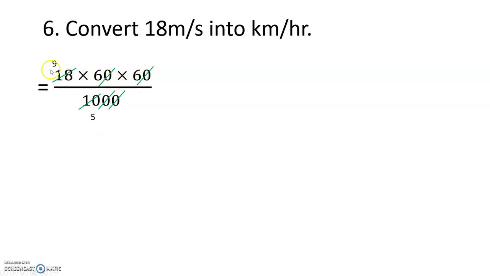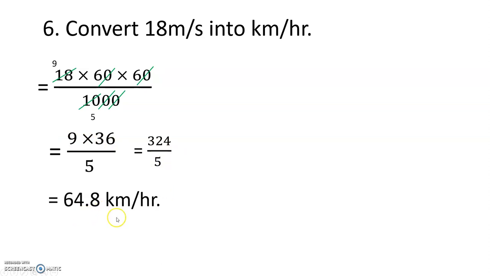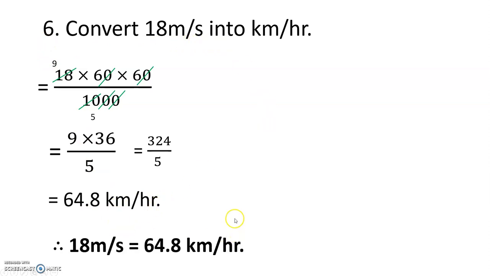6 into 6 is 36 and into 9. So 9 into 36 upon 5. This when you multiply, you will get it as 324 divided by 5. Divide it, you will get the answer as 64.8 kilometers per hour. That means 18 meter per second is 64.8 kilometer per hour.